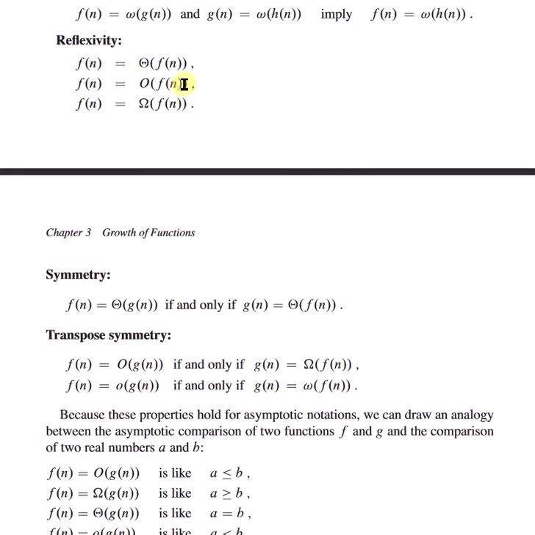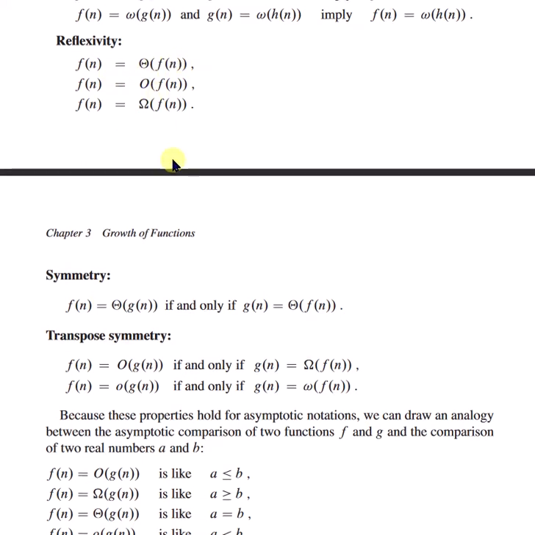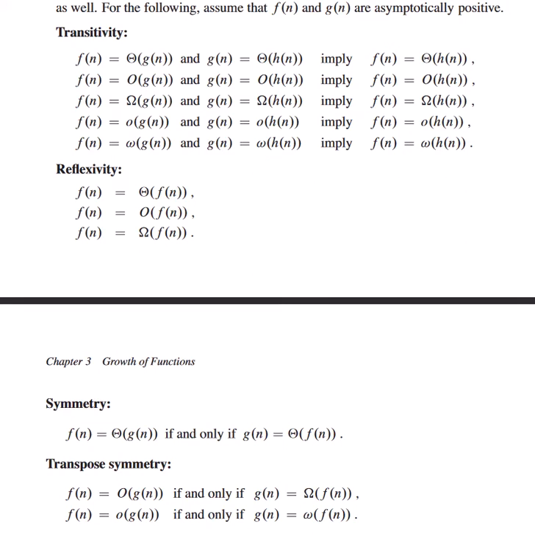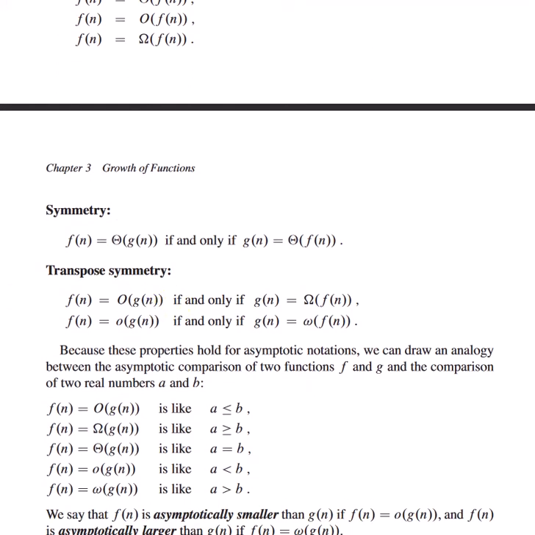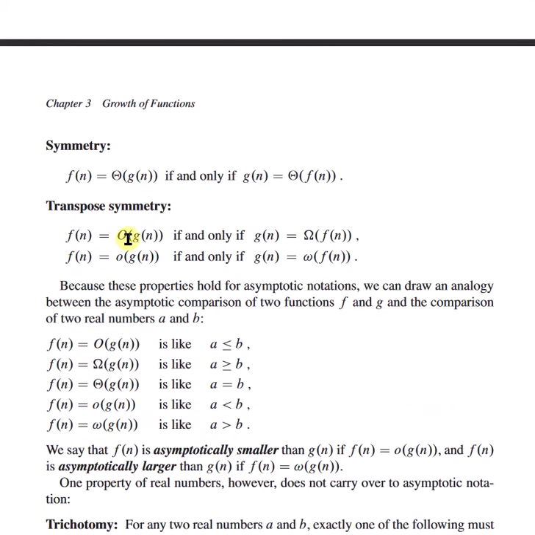Reflexivity, f of n equal to theta of f of n, what does it mean? Symmetry, f of n equal to theta of g of n if and only if g of n equal to theta of f of n. Let's say n square equal to theta of g of n, then I'm not getting it. Transpose symmetry.